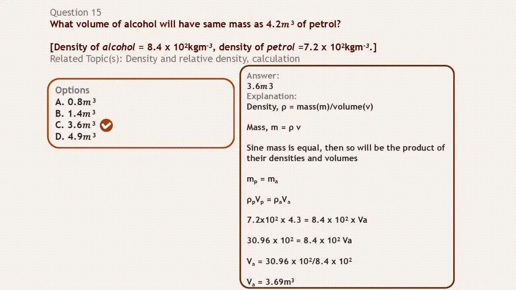To get the value of VA, we will now divide both sides of this equation by 8.4 times 10 raised to the power 2. So if you divide both sides by that, 10 raised to the power 2 is going to cancel 10 raised to the power 2. Then we are going to have 30.96 divided by 8.4, and that will give us 3.69 meter cube. So 3.69 meter cube of the alcohol is going to have the same mass as 4.2 meter cube of the petrol.